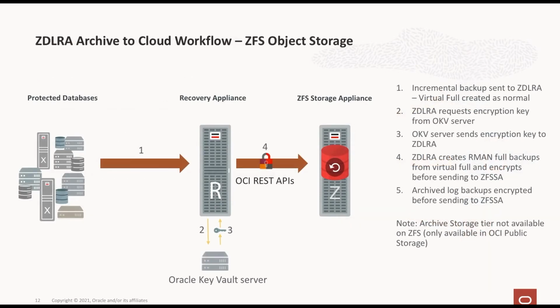So the workflow is similar to what happens with the OCI cloud. We have protected databases here on the left that, as normal, continue doing their incremental forever and potentially real-time transport to the recovery appliance. When a backup needs to be copied to ZFS, the recovery appliance will encrypt it. It will use Oracle Key Vault to manage keys. So it will get an encryption key from OKV, encrypt the backup, send it to the ZFS storage appliance bucket.